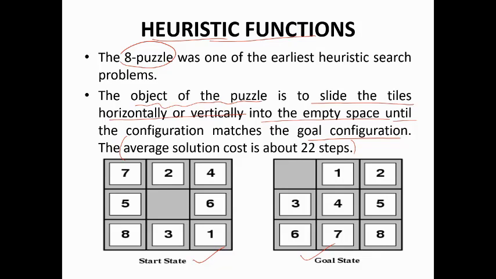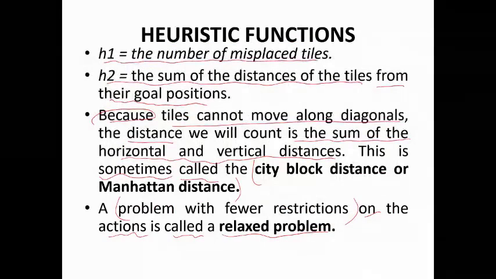We will apply the heuristic function to this 8 puzzle. Remember last time we got this puzzle? The object of the puzzle is to slide the tiles horizontally or vertically into the empty space, sliding all the time, to find the final goal, which is the ordered number state. From randomness, we have to make it an ordered state, like this one.